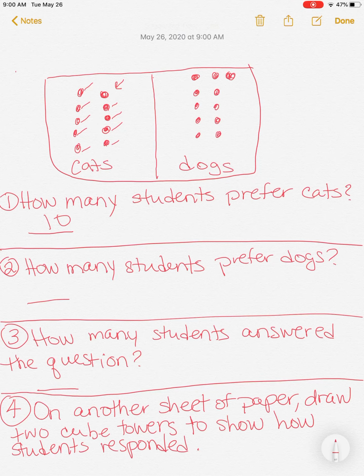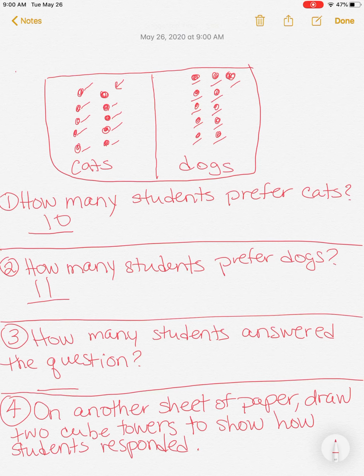Number 2 says, how many students prefer dogs? So I'm going to go through and count 1, 2, 3, 4, 5, 6, 7, 8, 9, 10, 11. So 11 students prefer dogs.